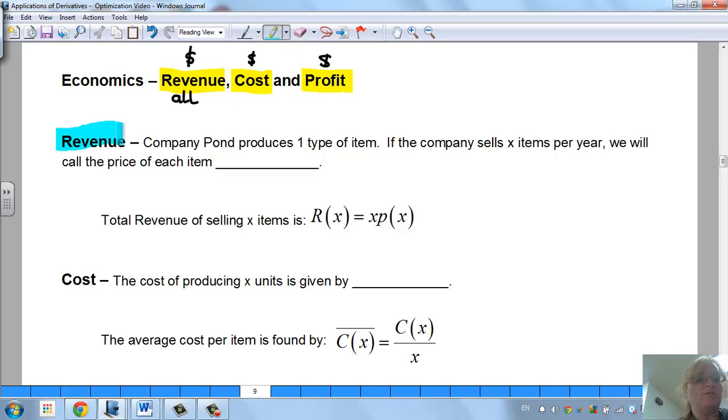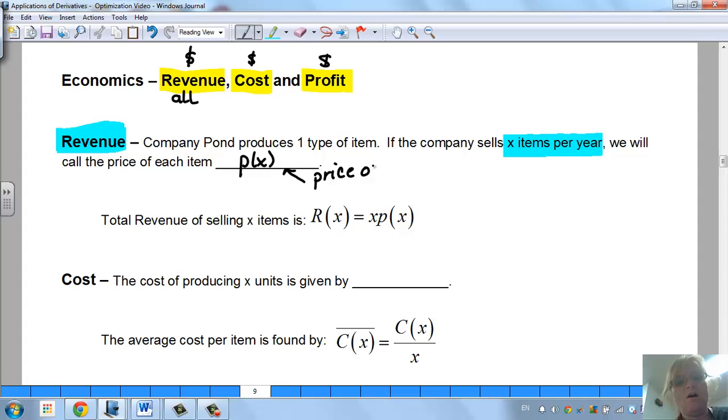So we're going to look at revenue, and I'm going to be real specific here. It says the company produces one type of item. If the company sells x items per year, like we'll say 60 or 100 items, we will call the price of each item lowercase p of x. So this stands for the price of x items, is what that means.